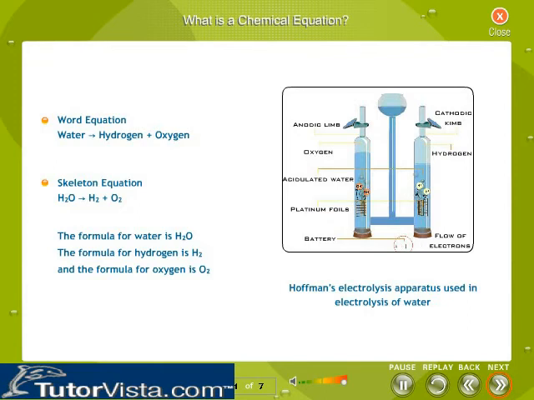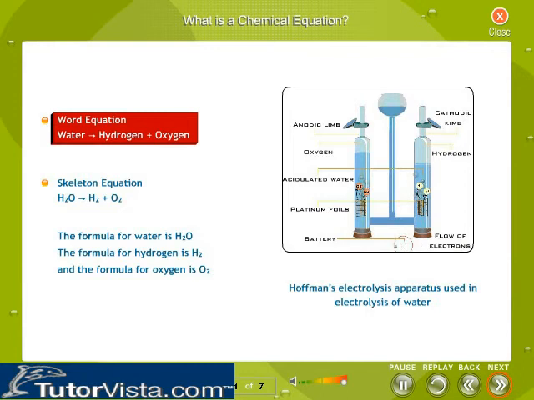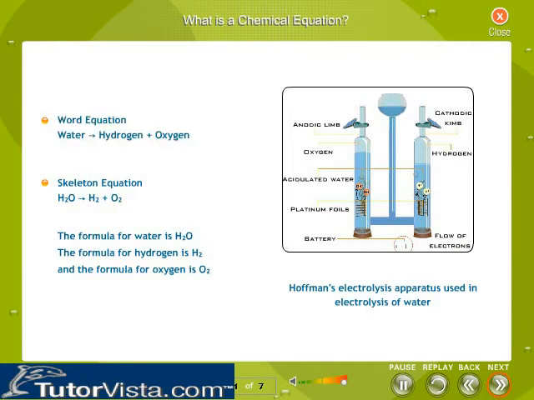Writing a chemical equation. Word equations such as water produces hydrogen and oxygen when electrolyzed can be informative. However, skeleton equations, in which chemical formulae are substituted for the chemical names, are even more useful. Skeleton equations are sometimes called unbalanced equations. A skeleton equation for electrolysis of water is shown here.